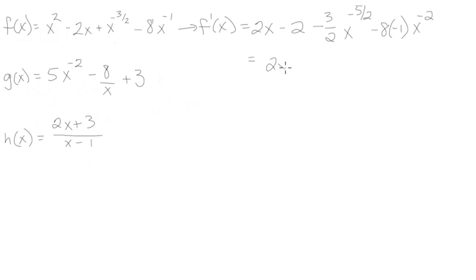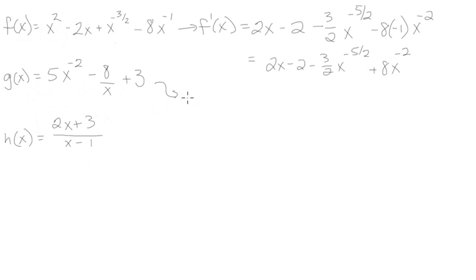You get 2x minus 2 minus 3 halves x to the negative 5 halves plus 8x to the negative 2. You could move these items with negative exponents into the denominators if you wanted to.